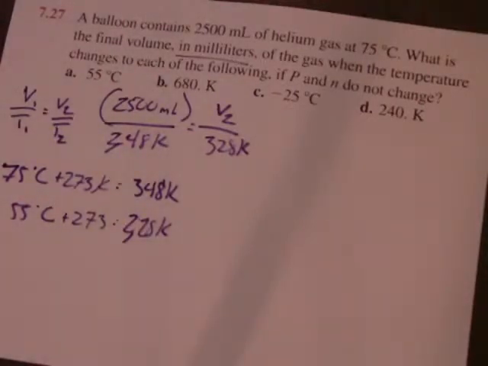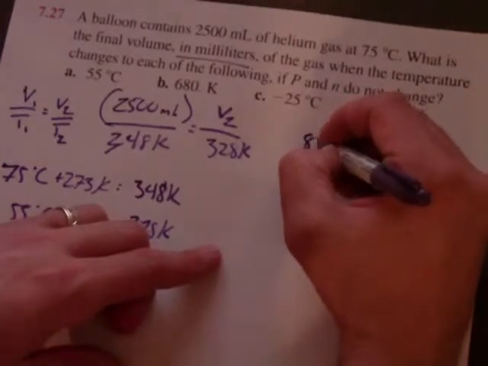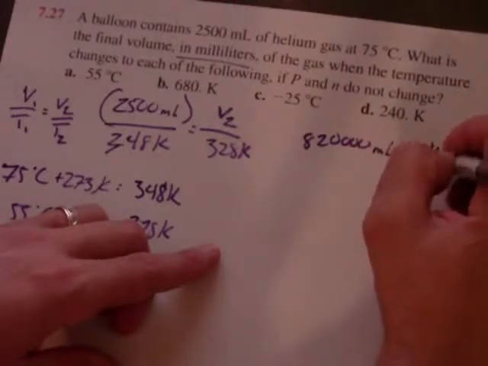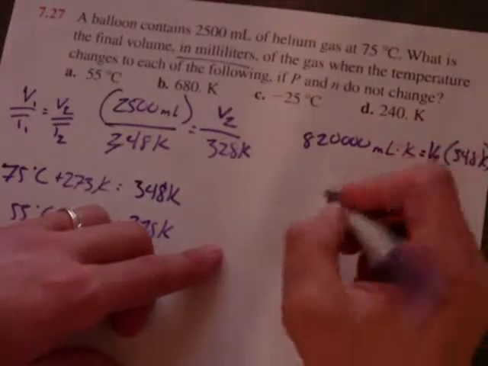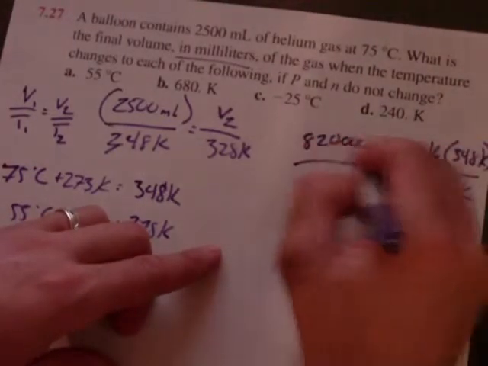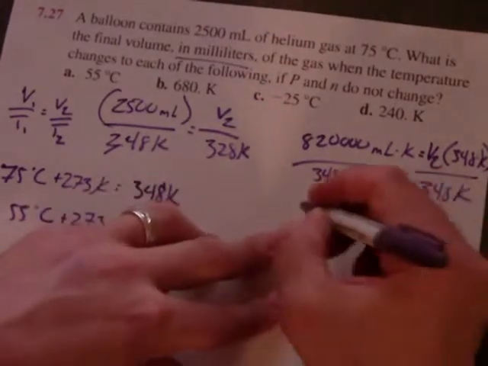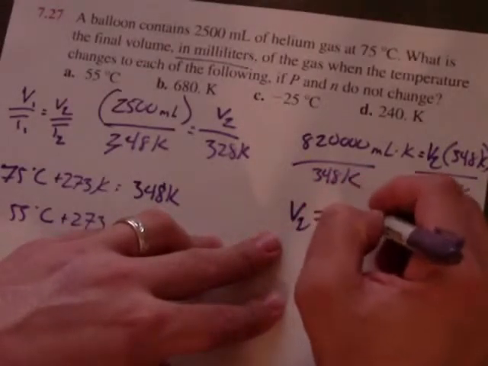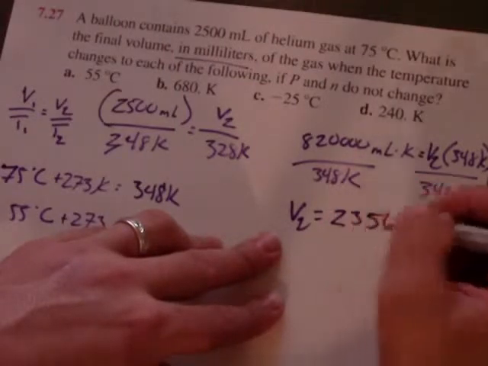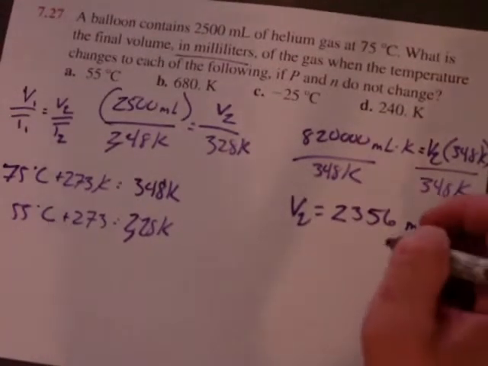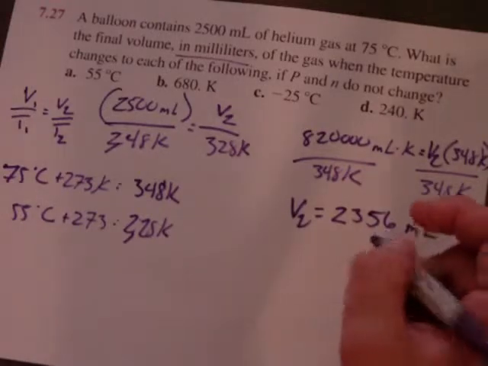And so here we just cross multiply and divide. So 2500 times 328, we get a large number of 820,000 milliliters Kelvin equal to V2 times 348 Kelvin. Divide both sides by 348 Kelvin, and we get a new volume of 2,356 milliliters. Doesn't have the correct number of significant figures, but for all intents and purposes, it's fine.